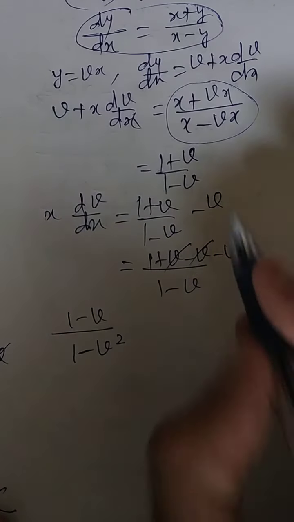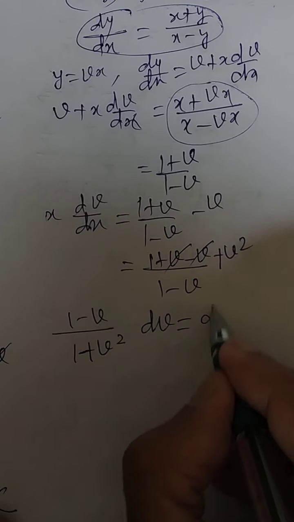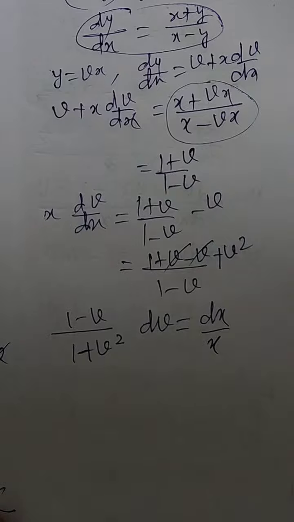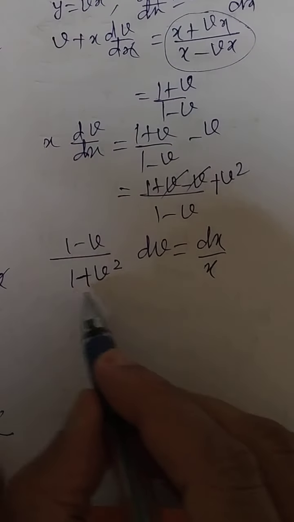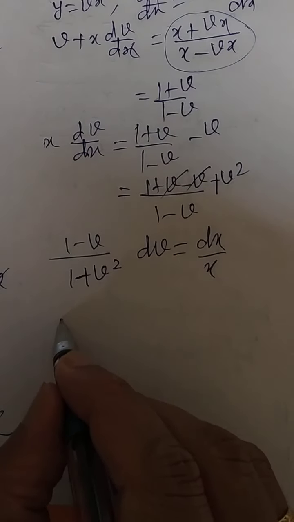Here minus and minus plus will give 1 plus v square, dv will be equal to dx by x. Okay. Now you know how to integrate this. Try to answer the question. Just pause the video, think about the logic, otherwise see the solution.